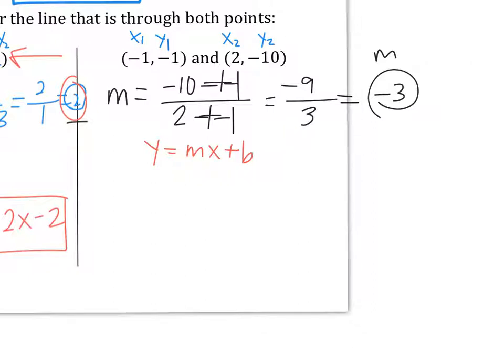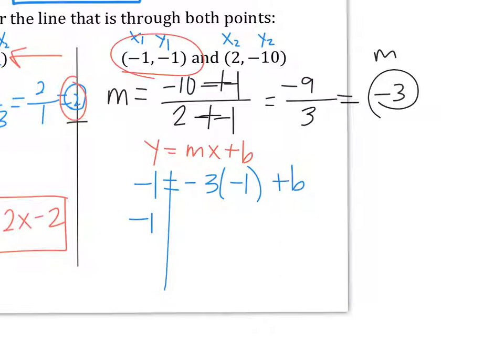So I'll go ahead and use the point (-1, -1). And so into the formula, I have -1 = -3 times -1 plus b. -3 times -1 is positive 3. And I'll isolate my variable by subtracting 3. And -1 minus -3 is -4. So -4 equals b.